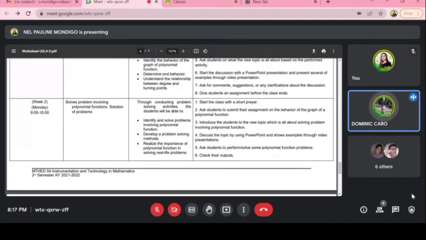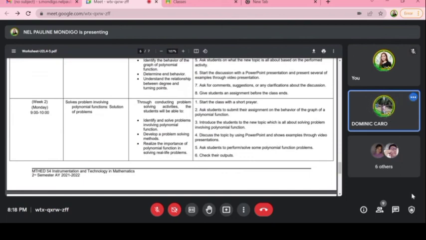The daily procedure for that is: start the class with a short prayer. Second is ask students to submit their assignment on the behavior of the graph of a polynomial function. Third is introduce the students to the new topic, which is all about solving problems involving polynomial function. Fourth is discuss the topic by the use of PowerPoint and show examples through video presentation. Fifth is ask students to solve some polynomial function problems.